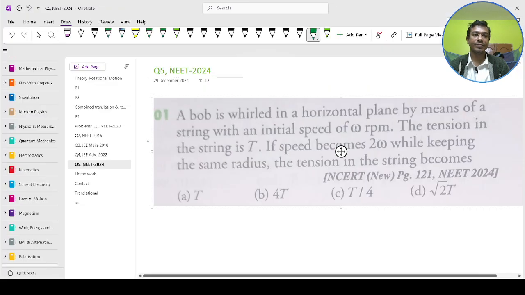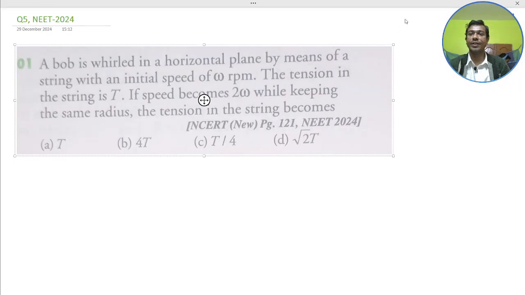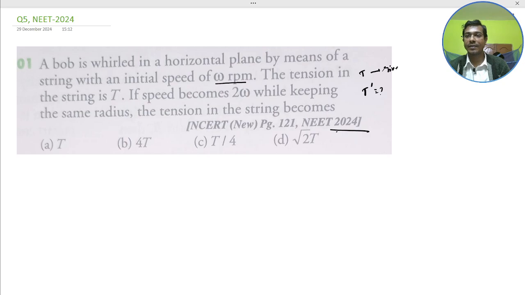Last one, recent question coming in NEET 2024. A bob is whirled in a horizontal plane by means of a string with an initial speed of omega rpm. The tension is T, and speed becomes 2 omega. So what would the tension become? You have to find T dash. So here apply F c equal to m v square by r. So it would become m omega square r.